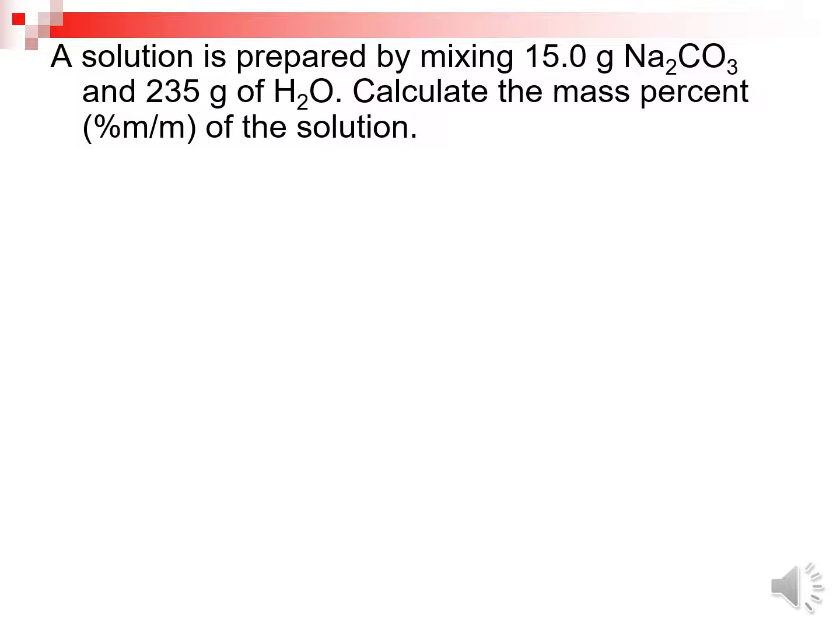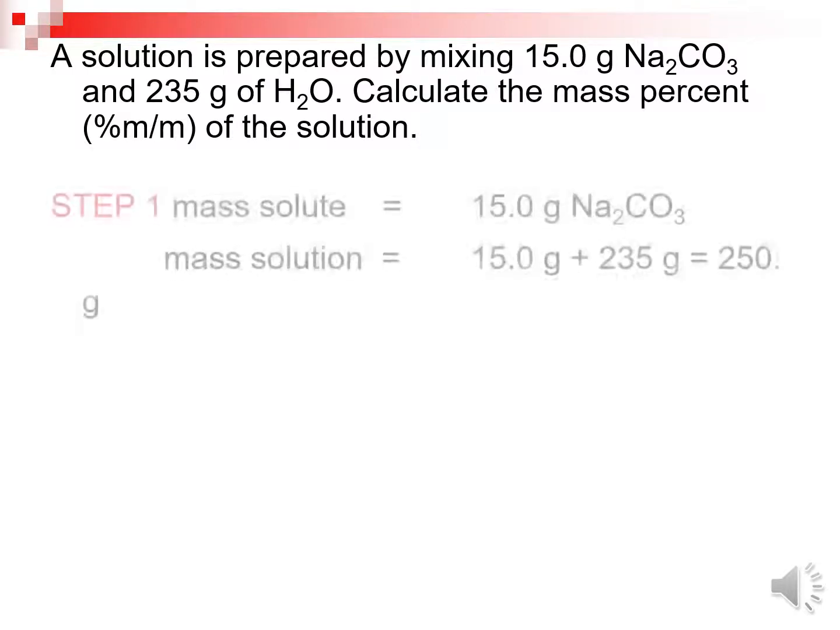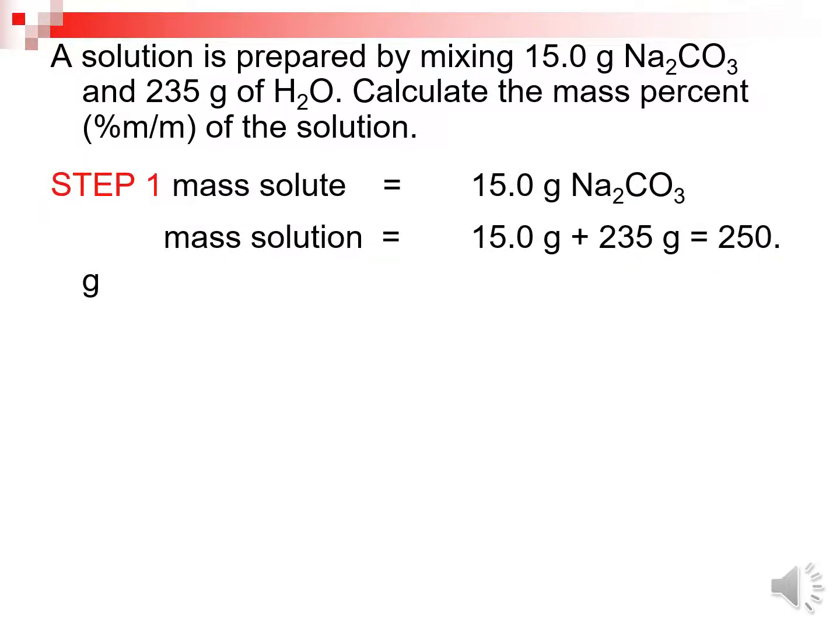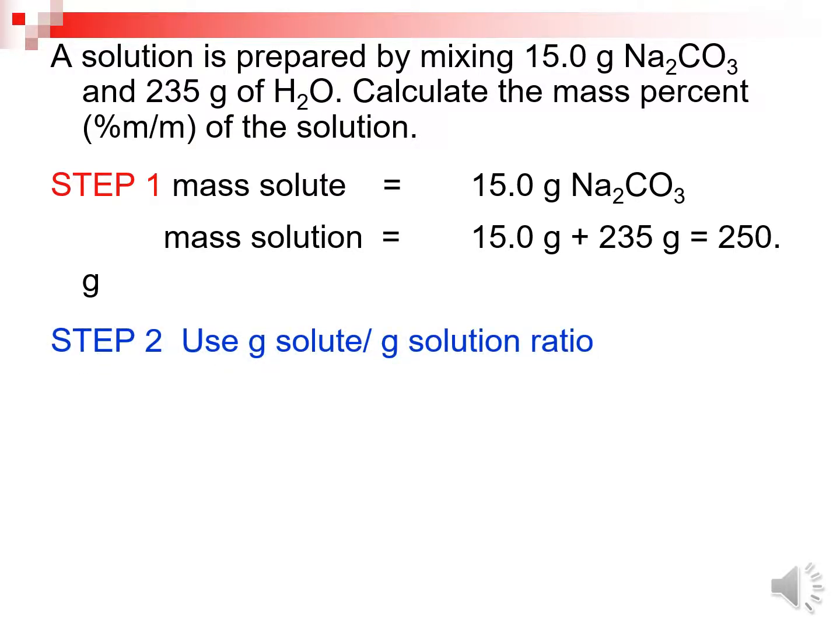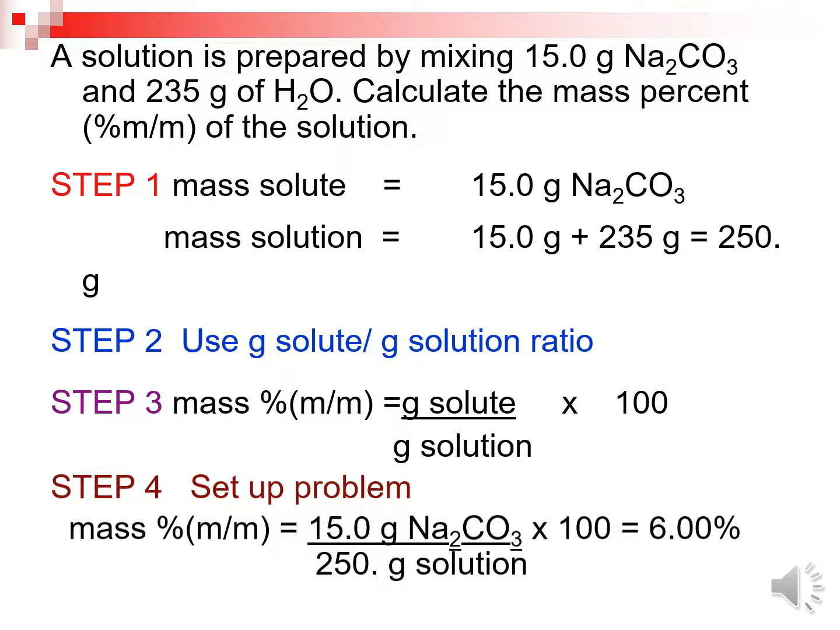Here's another example problem. A solution is prepared by mixing 15 grams of sodium carbonate with 235 grams of water. Find its mass percent. Step 1, our solute is 15 grams. Our solution is 15 plus 235, or 250 grams. Find the gram of solute to gram solution ratio by taking 15 over 250 and then multiplying that ratio by 100 gives us that the solution is a 6% mass over mass solution.